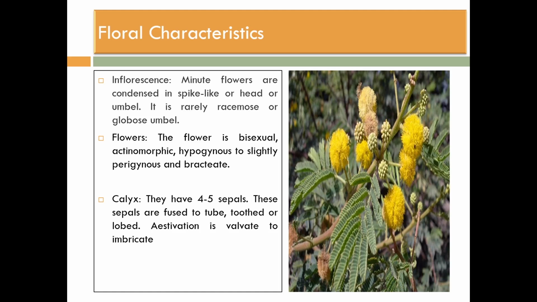Then you can see the floral characteristics, starting from the inflorescence. There are many small flowers condensed in a spike-like head or umbel. As you can see here, these are the flowers, the inflorescence, and they are rarely racemose or globose umbel. So these are condensed spike-like head or umbel forms, and the flowers are bisexual, actinomorphic, hypogynous to slightly perigynous and bracteate.